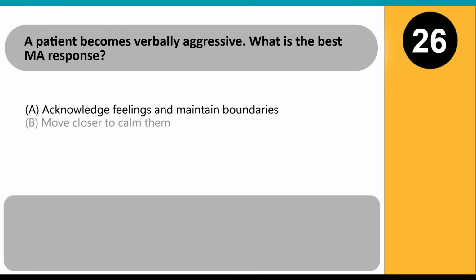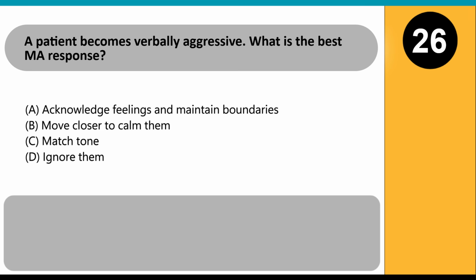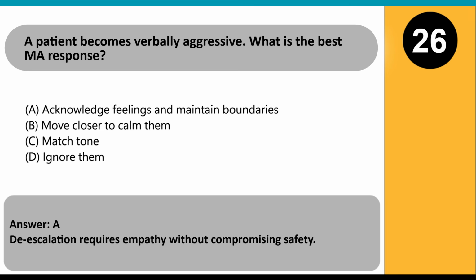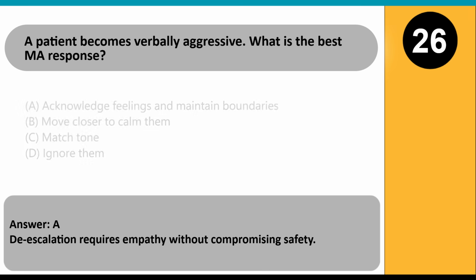A patient becomes verbally aggressive. What is the best MA response? A. Acknowledge feelings and maintain boundaries. B. Move closer to calm them. C. Match tone. D. Ignore them. Answer: A. De-escalation requires empathy without compromising safety.